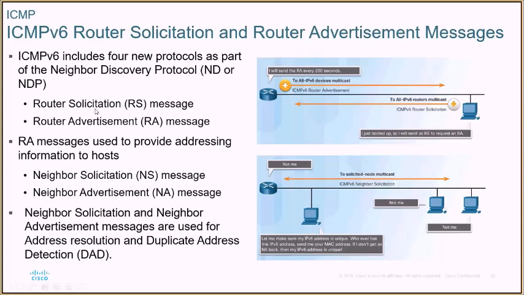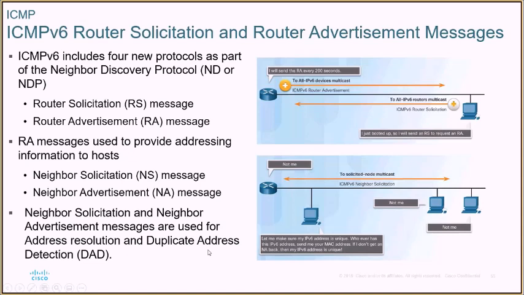And so, that router solicitation, router advertisement, same with neighbor solicitation and neighbor advertisement. That of course replaces ARP. ARP doesn't exist in IPv6, and so it's actually the neighbor solicitation messages. And then there's also another one called a DAD, or duplicate address detection.